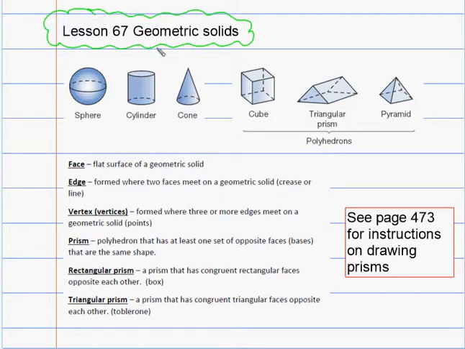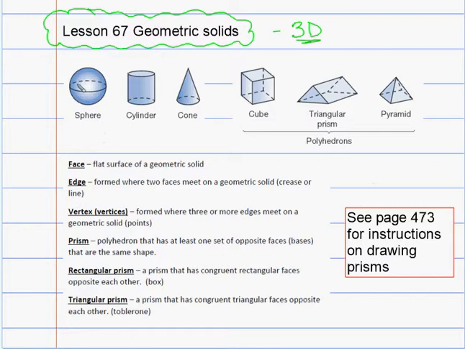So geometric solids take up space. Okay, so there's 6 of them listed here: a sphere, cylinder, cone, a cube, a triangular prism, a pyramid. All of those are geometric solids. They are 3D, three-dimensional.